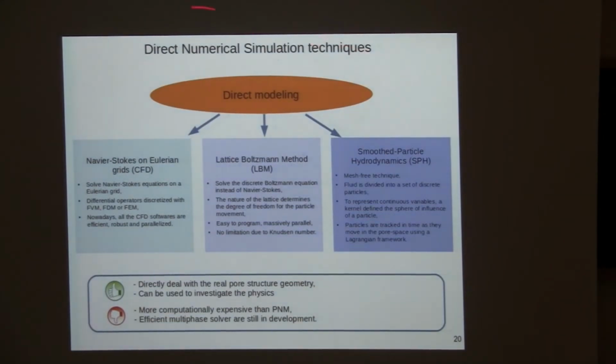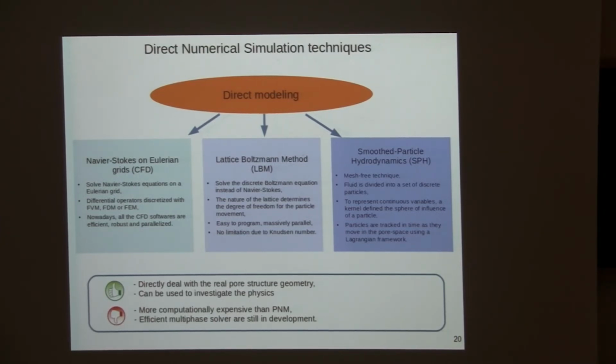On the other side, with the direct numerical simulation techniques, what we want is really to solve the flow on the real image. There are also a lot of different techniques. One of them is to grid the void space. So you have an Eulerian grid, and you solve the Navier-Stokes equation. We call this family of techniques CFD, computational fluid dynamics.